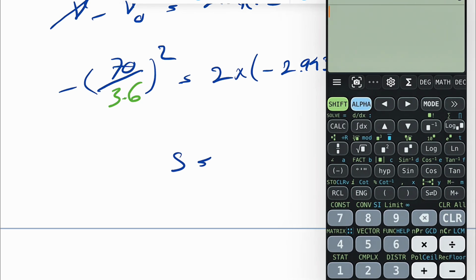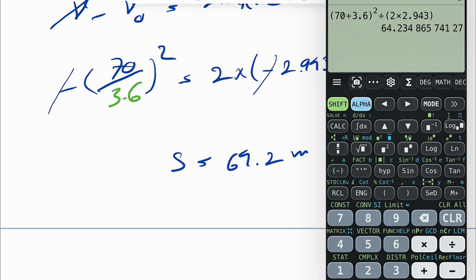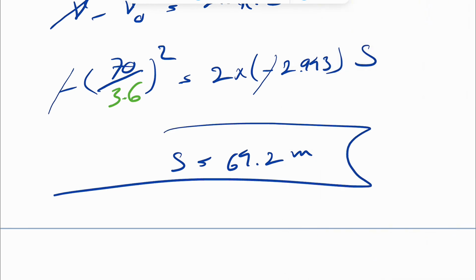So 2 times negative 2.943, and we can cancel out the two negative signs, so here is also only a negative. That gives us 64.2 meters as the distance the truck will travel to stop, and the final answer for this question.